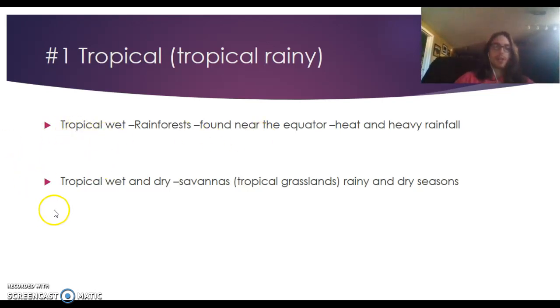And then we have tropical wet and dry. Typically you're going to be thinking about savannas, which are also called tropical grasslands. Those are classified differently from tropical wet because they have rainy seasons and dry seasons. So when you think about tropical wet and dry, think about the African savannas, how they have rainy seasons and then dry seasons.